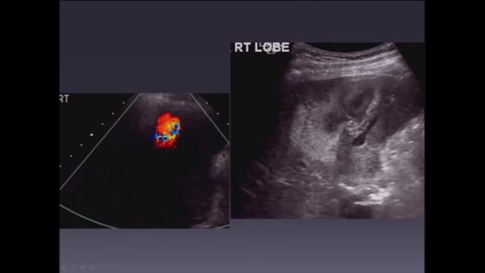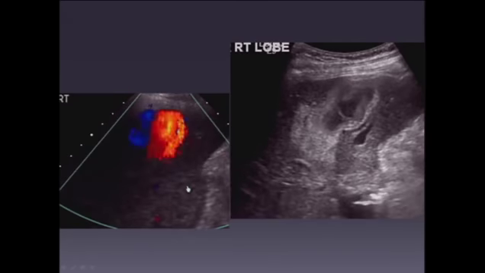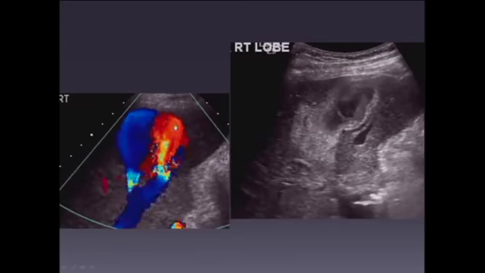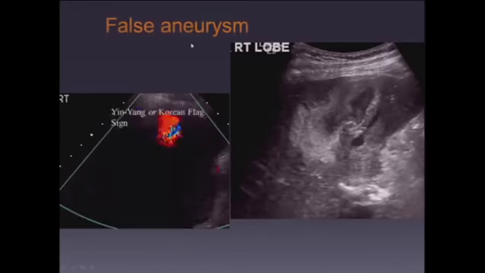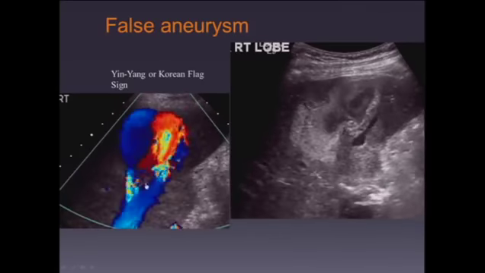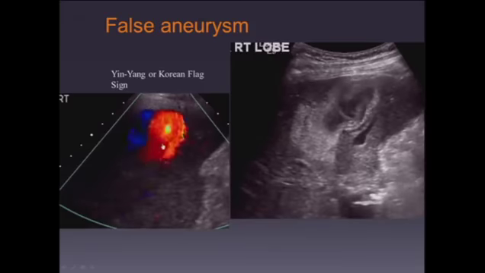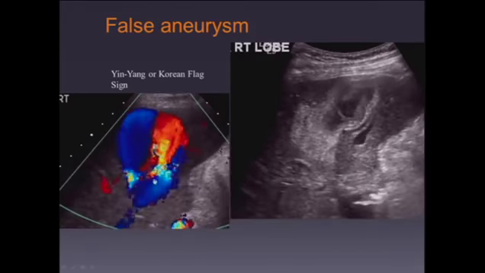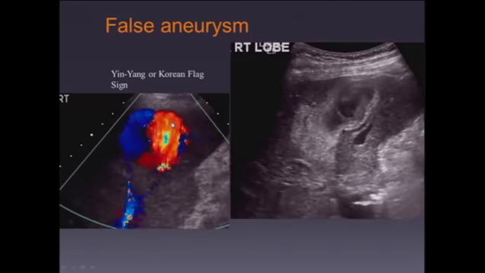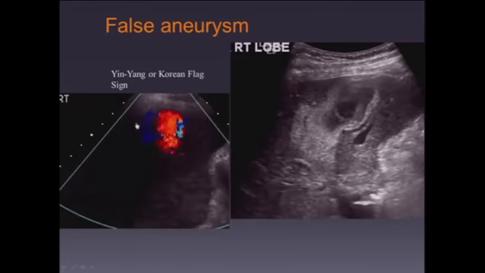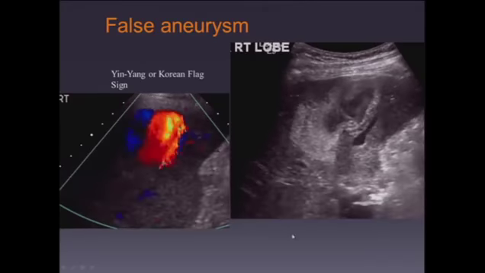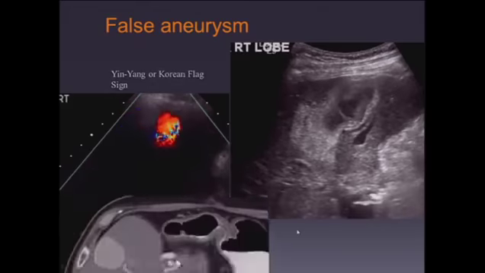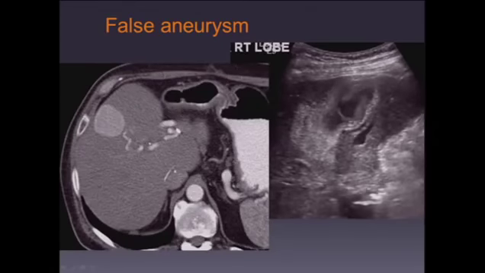And color Doppler here shows a red and blue pattern, which has been described as the yin-yang or Korean flag sign, and this is a sign of a false aneurysm. The red and blue is caused by blood entering the false aneurysm, circulating and swirling around the false aneurysm, and then exiting. So this is a large false aneurysm caused as a result of liver biopsy. This is the corresponding CT image showing the feeding artery and the large false aneurysm.